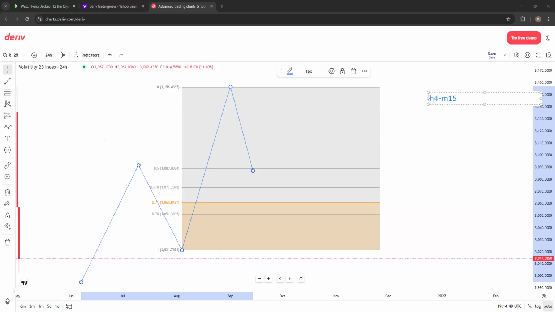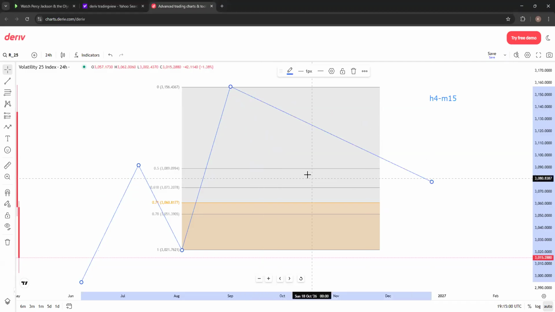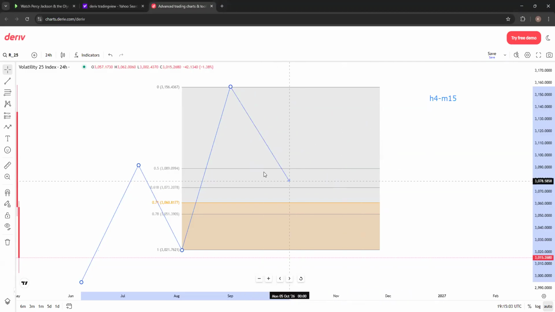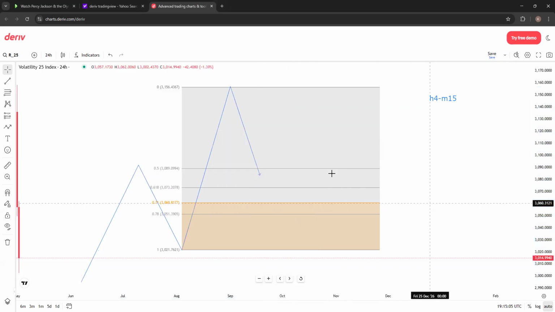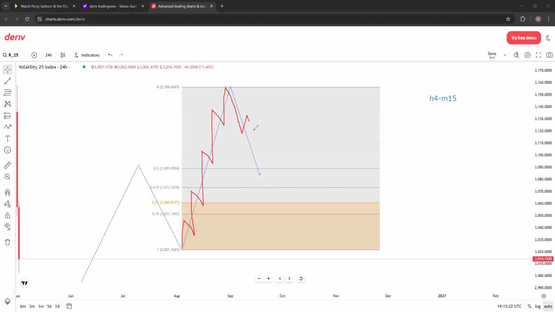Meaning that if this blue line represents my H4, I have to zoom in on that H4. And let's say red is now going to represent my M15. What you see in M15 is market structure: highs, lows, highs, lows, highs, lows, a break of structure, high, low.